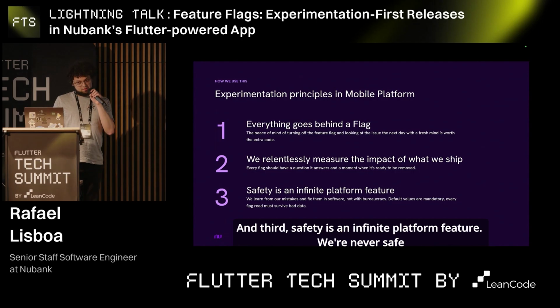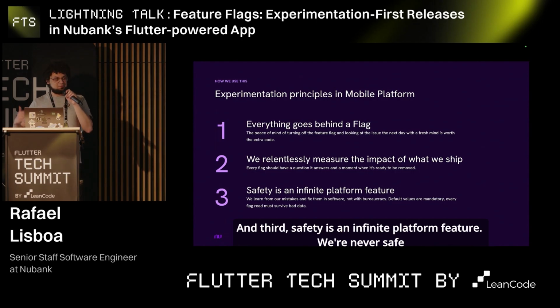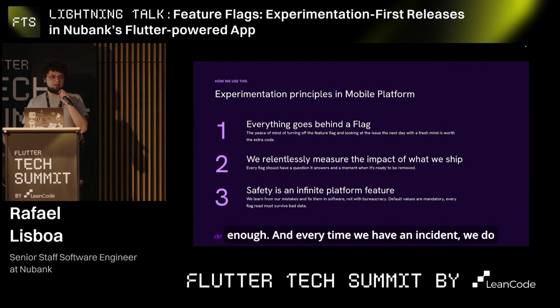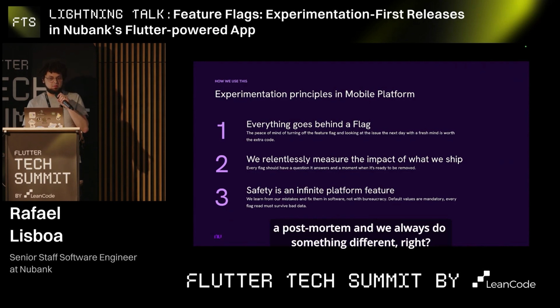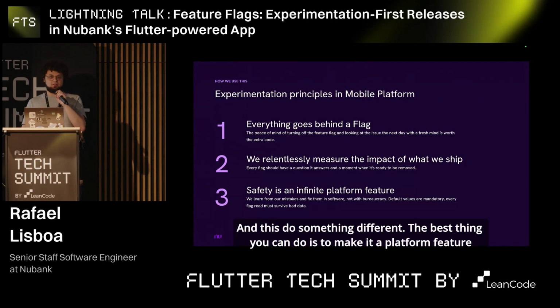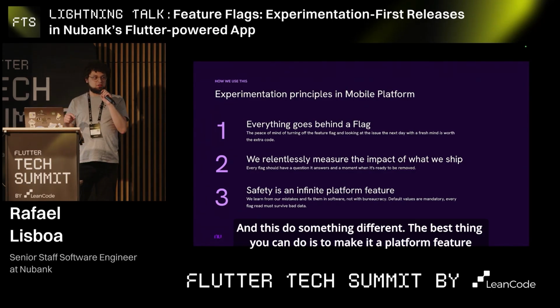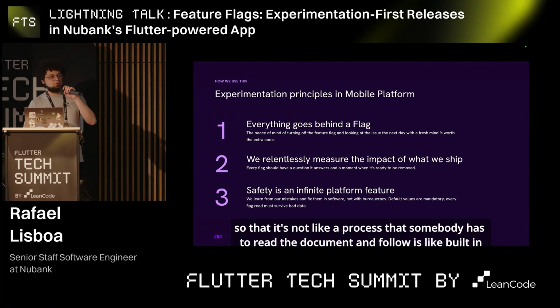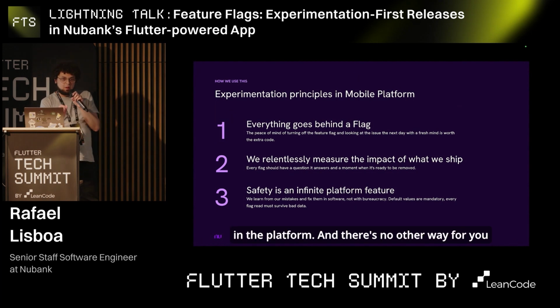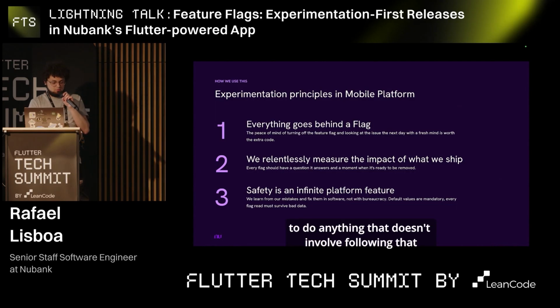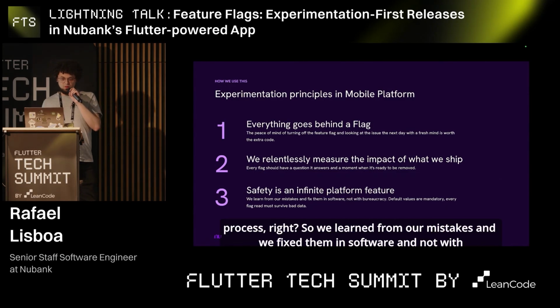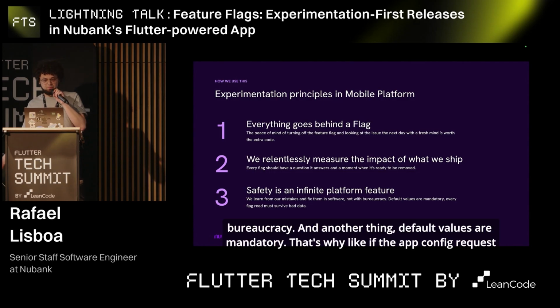And third, safety is an infinite platform feature. We're never safe enough. Every time we have an incident, we do a post-mortem, and we always do something different, right? The best thing you can do is to make it a platform feature, so that it's not like a process that somebody has to read the document and follow. It's built into the platform, and there's no other way for you to do anything that doesn't involve following that process. So we learn from our mistakes and we fix them in software and not with bureaucracy.